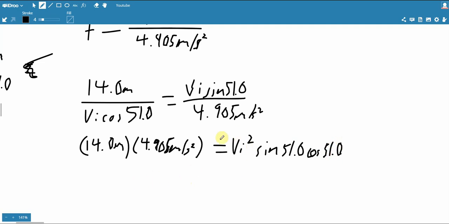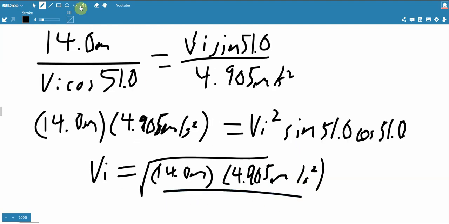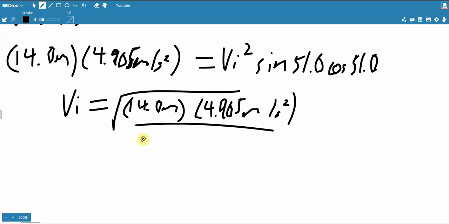Then if we isolate VI, we get VI equals the square root of 14.0 meters times 4.905 meters per second squared, divided by sine 51.0 cosine 51.0.